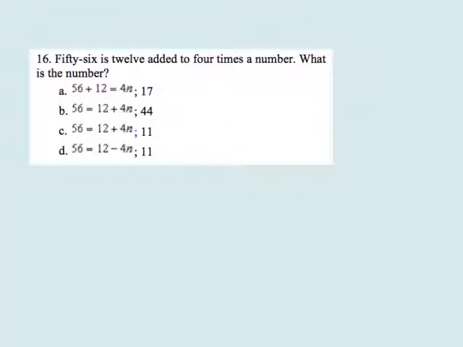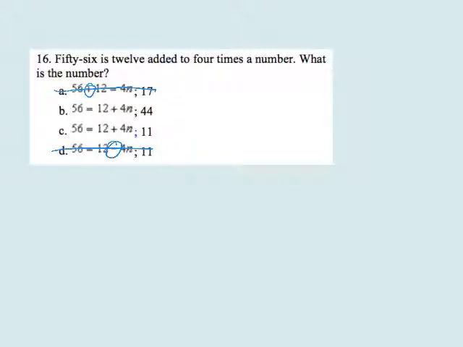Let's use that same strategy on the next problem. It says 56 is... well, geez, that says 56 plus right there. That's out. The other ones say 56 is, because they've all got an equal sign. 12 added, no, to 4 times a number. All right, we've got 2 there that work.